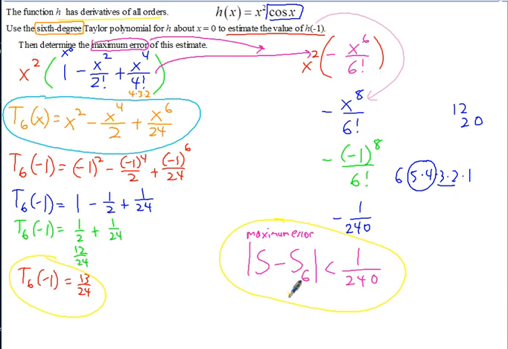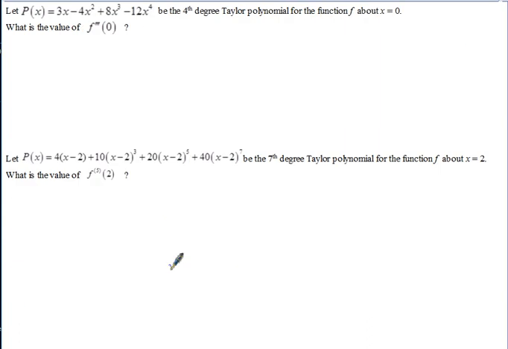All right, now let's take a look at some that are a little bit different, where we're just focusing on a specific term of the polynomial instead of the whole thing. So it says let p of x be the 4th degree Taylor polynomial. You can see it's 4th degree because the highest exponent is 4, about x equals 0. So this one's actually a Maclaurin series as well.